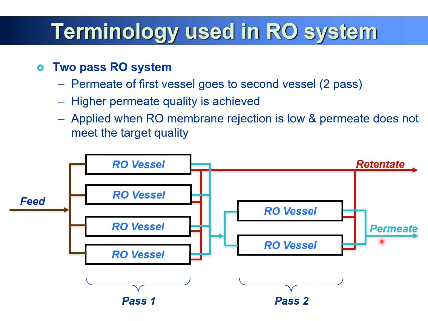Also bromide. Bromide can combine with chlorination and then produce the carcinogenic compound, bromate. So we have to reduce the bromide concentration in feed water, and then the second pass can reduce our bromide concentration, which is useful for the final concentration of our permeate target water quality. So the second pass can be used for target water quality satisfaction.